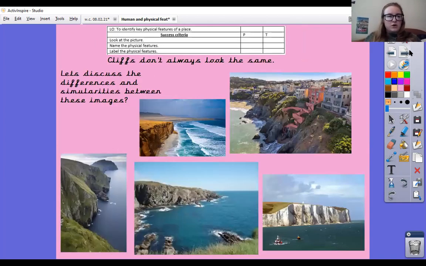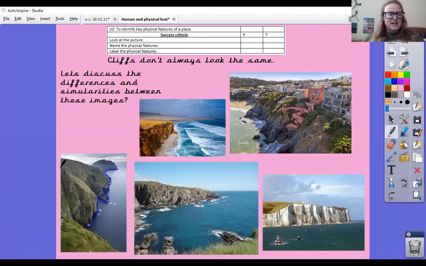But not all cliffs look the same, so let's have a look at the different cliffs we've got here. So here we've got some cliffs going into the sea, and I can't see any beaches here underneath these cliffs. These cliffs go straight into the sea with no beaches. You can see here all these cliffs. Do you think you could walk down here? Okay, so this cliff has no beach and goes straight into the sea.